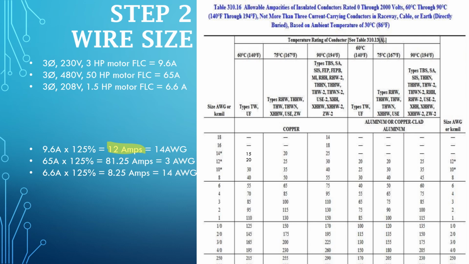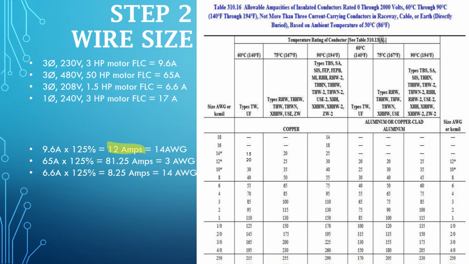So if we have a 208 volt 1.5 horsepower motor with a full load current of 6.6 amps, we take that 6.6, if it's continuous duty, times 1.25 to get 8.25, and there would probably be that number 16 would probably hold 10 to 12 amps. It would hold enough amps, but we're not allowed to use it. That 14 is the smallest wire size that we can use.